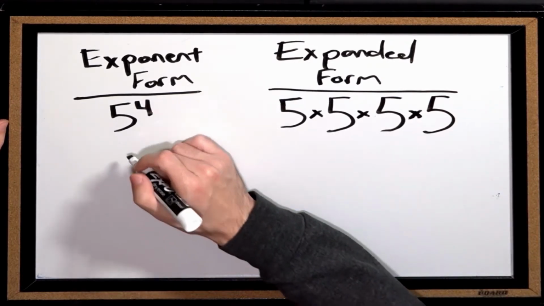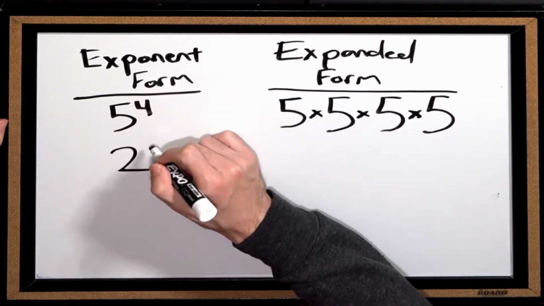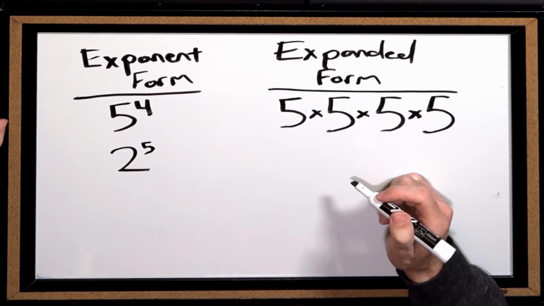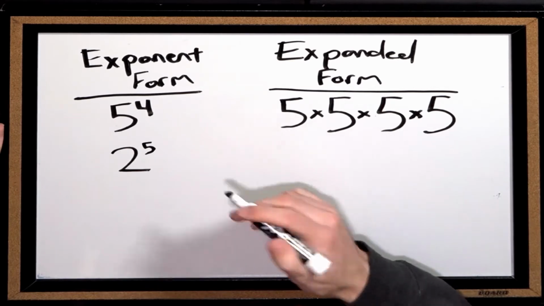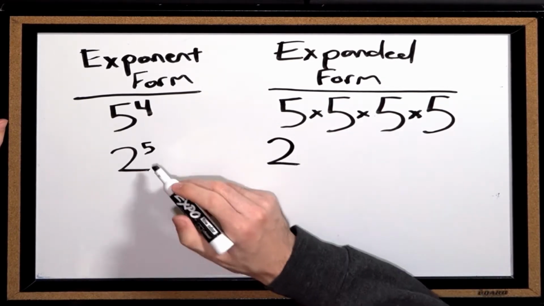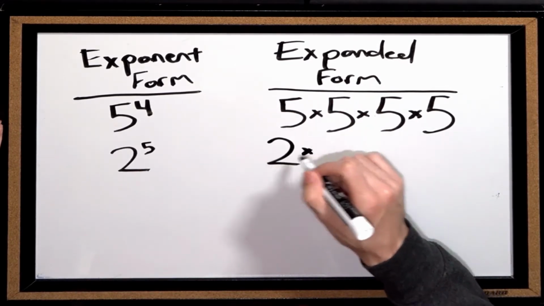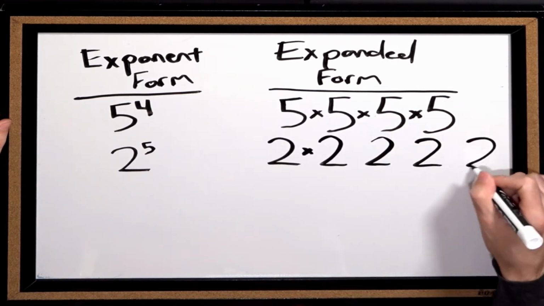Okay, let's do a few of these. 2 to the power of 5. This time the number that we're multiplying is 2. Again, the base tells us the number that we're multiplying. And we're going to write it how many times? 5. The exponent just tells you how many times we're going to write that number. 1, 2, 3, 4, 5.